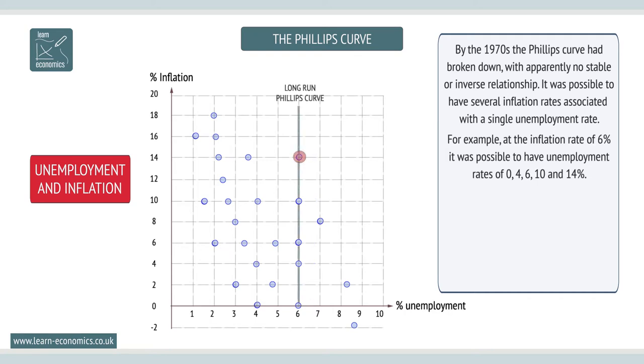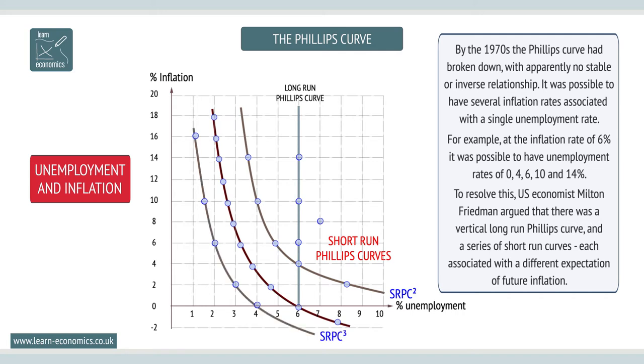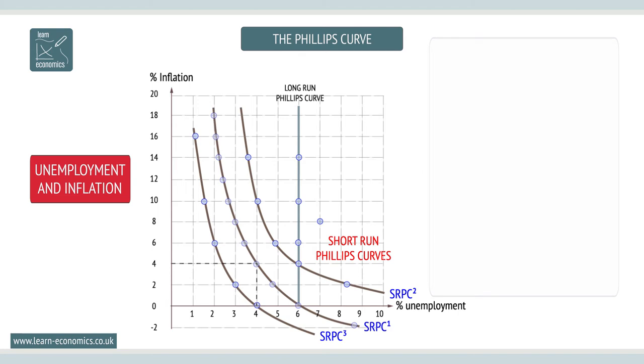To resolve this, American economist Milton Friedman argued that there was a vertical long-run Phillips curve and a series of short-run curves, each associated with a different expectation of future inflation. So, what caused the breakdown of the Phillips curve?